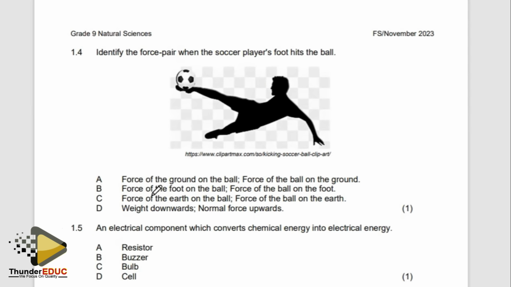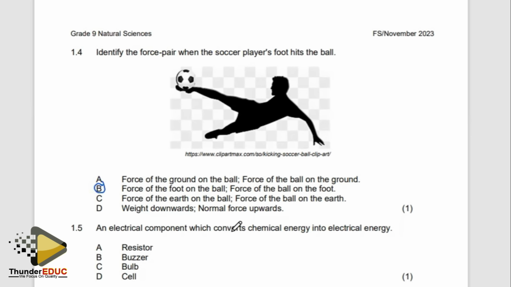Then we move on to B: force of the foot on the ball, because the ball has landed on the foot, and force of the ball on the foot. That makes this one correct. But let's check if we have another better answer. Force of earth on the ball, there is none there. Remember the question says force pair when the soccer player's foot hits, so we need the force between the soccer ball and the player's foot. So we are left with B, which means 1.4 becomes B. That is the correct answer.